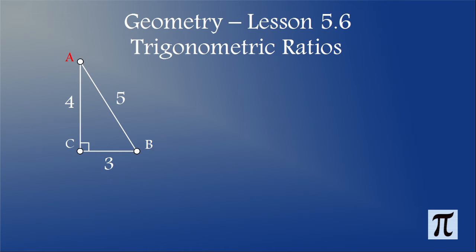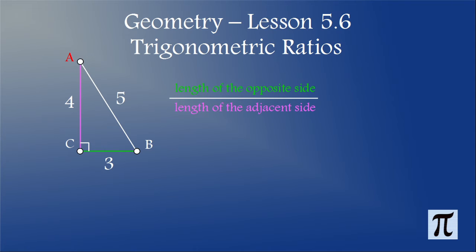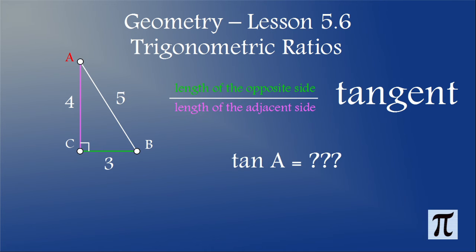Finally, let's look at one more relationship. Still talking about angle A, let's look at the length of the opposite side over the length of the adjacent side. This is what we call tangent. So, what is the tangent of A? Here, we use the letters TAN for shorthand. So, tangent of A would be the length of the opposite side, which is 3, over the length of the adjacent side, which is 4. So the tangent of A equals 0.75.